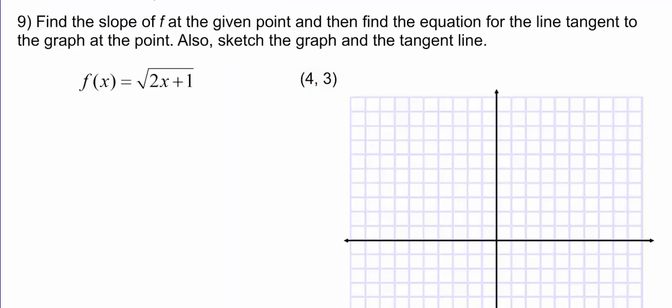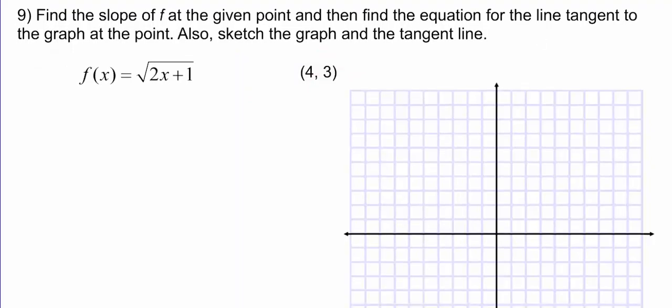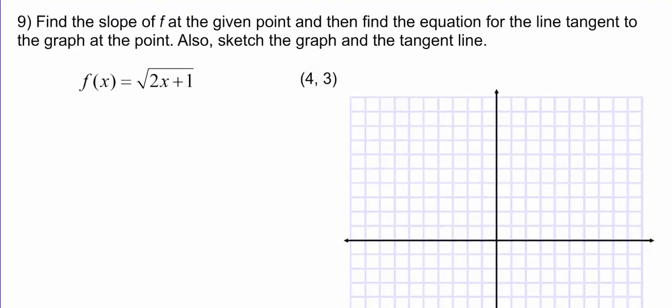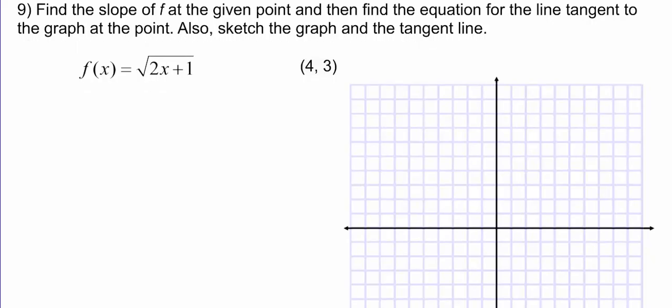All right, so let's move forward to the next one, number 9. Find the slope of f at the given point, and then find the equation for the line tangent to the graph at the point. And then we'll also sketch the graph and the tangent line. That's a lot of directions. So here's what I'm going to start with. I'm actually going to find the derivative of the function. Now I know you could use the derivative at this specific point. As I've mentioned before, I prefer just to find the general derivative. So I'm going to do that.